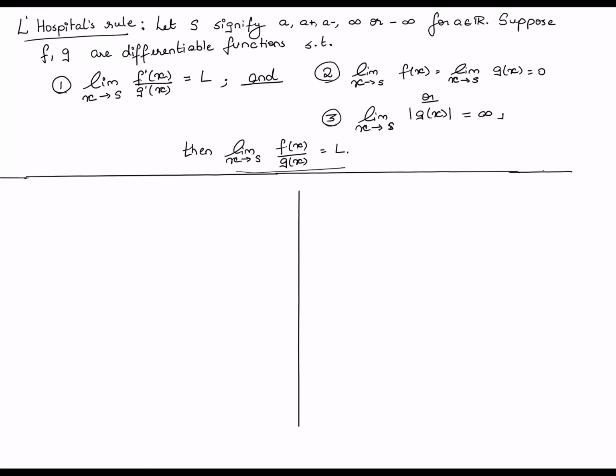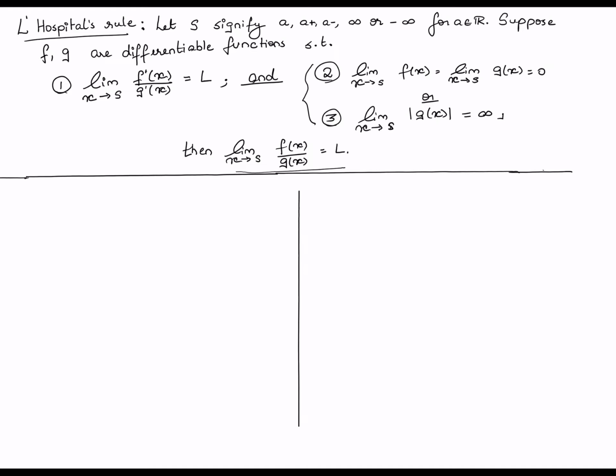So essentially, it lets you conclude the limit of the ratio of f to g as x tends to S in terms of the limit of the ratio of the derivatives. Given that either 2 or 3 hold, you either need to have that both f and g tend to 0, or you need to argue that in absolute value g tends to infinity as x tends to S. Okay, so that's the statement of L'Hopital's rule.